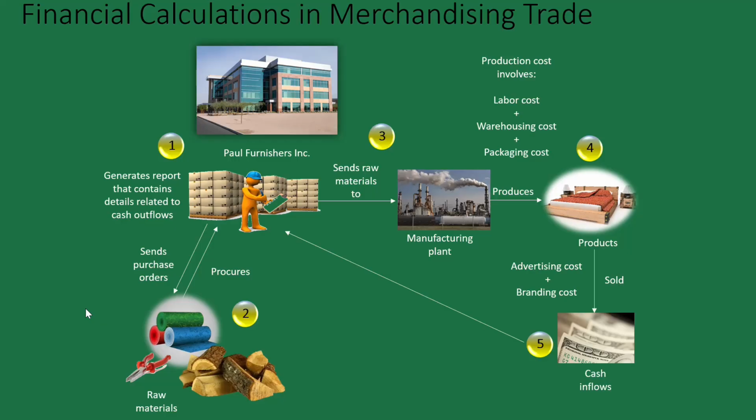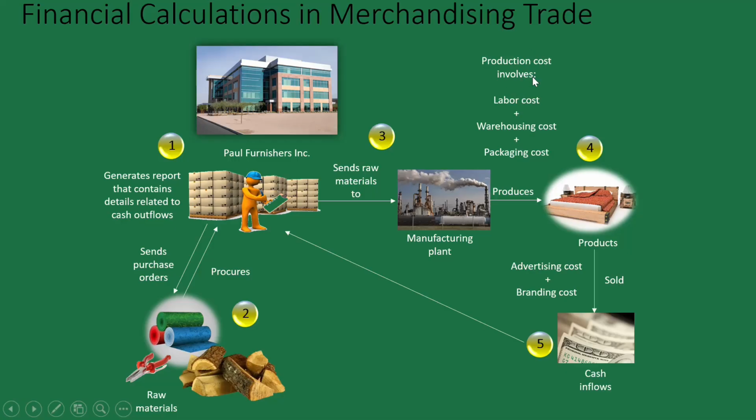Then what you have to do? You can see here, send the purchase order. You are going to send the purchase order to purchase the material, right? Raw materials. Here is the business of wood, as you can see, guys. Then the raw material is sent to the manufacturing plant. Number three, and number four, the production cost.